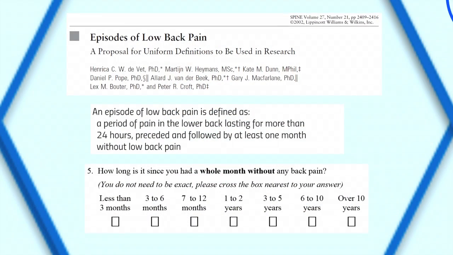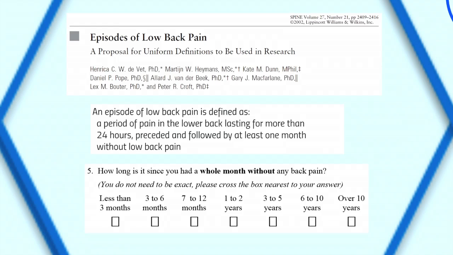But luckily, around that time, I became involved with a consensus study with some Dutch colleagues. In that study, groups of experts got together and came up with some definitions of back pain episodes that could be used in research. The definition that the group came up with for an episode of back pain was a period of pain in the lower back lasting for at least 24 hours. But importantly, it had to be preceded and followed by 1 month without back pain. So if somebody hadn't had a month without back pain for 10 years, then their episode would be defined as having lasted for 10 years. And so I translated this definition into a question that could be used in research studies.